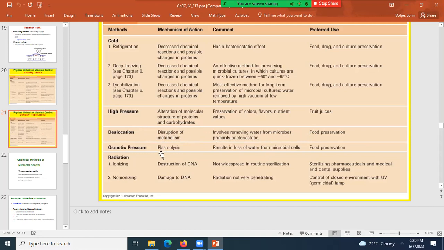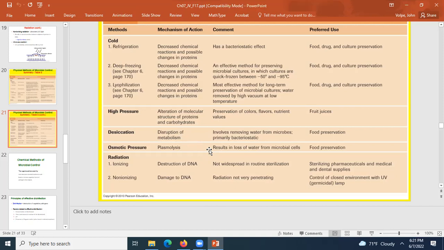Osmotic pressure, similar to desiccation, results in loss of water from microbial cells. And that would be, once again, the salting of fish or the drying of fruit. And when you're drying fruit, you have high osmotic pressure because the sugar content increases in value in the fruit, making it so bacteria cannot grow on the dried fruit.